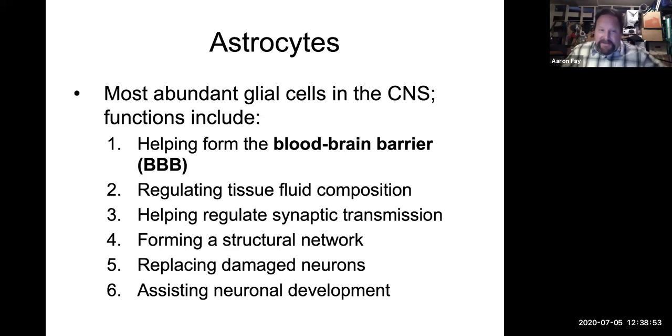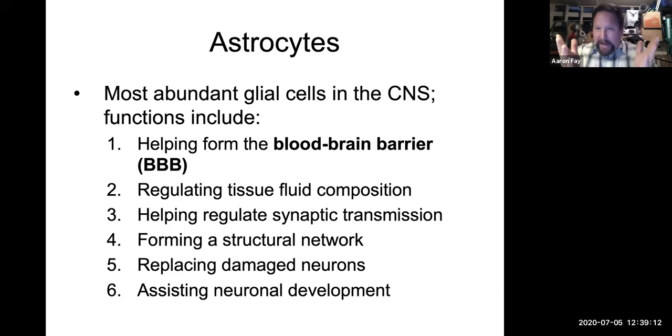So let's talk about astrocytes first. They're by far the most abundant type of glial cell in the central nervous system, and they help form this blood-brain barrier. So just so we can better understand what this is, let me talk a little bit about the blood-brain barrier.